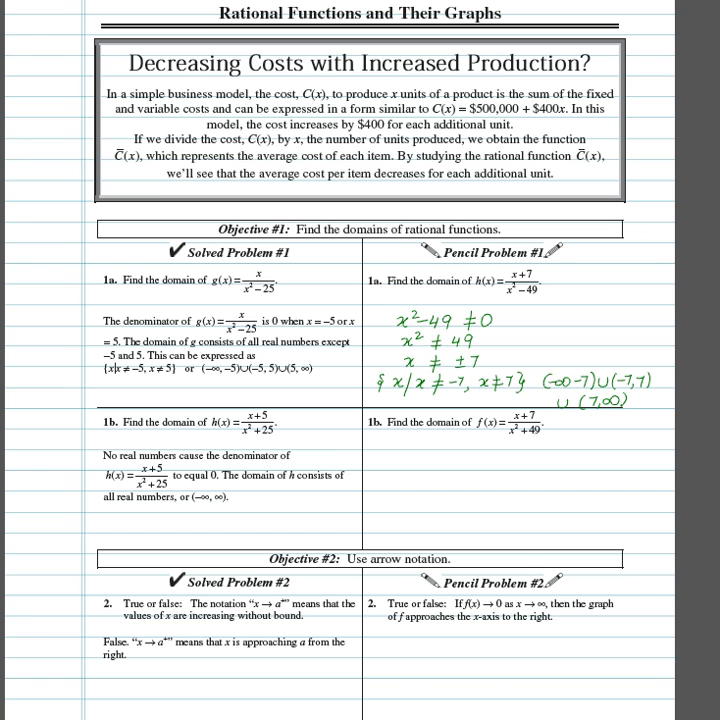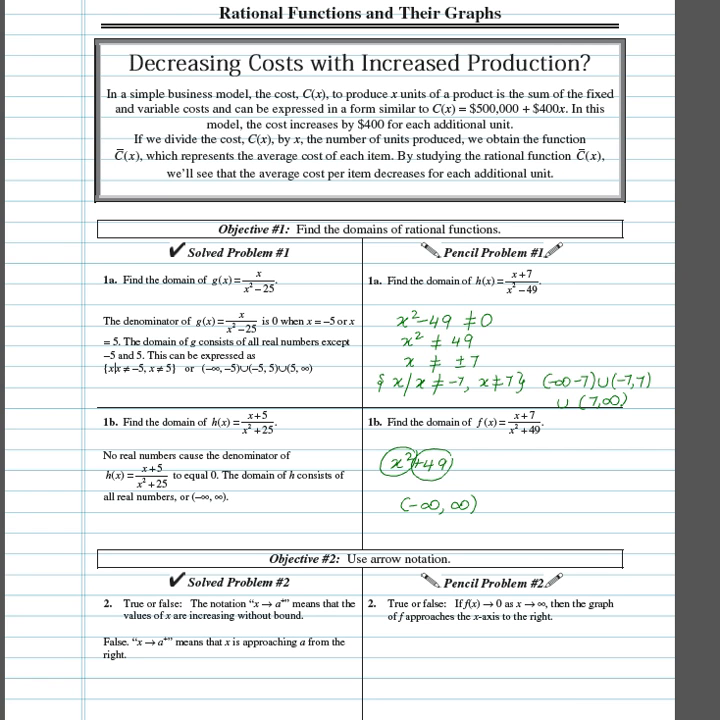Find the domain of f of x equals x plus 7 over x squared plus 49. When I look at x squared plus 49, this is never going to be 0 because the square is always positive and 49 is always positive. So there is no real number that can make the denominator 0. That's why the domain is all real numbers, negative infinity to positive infinity.